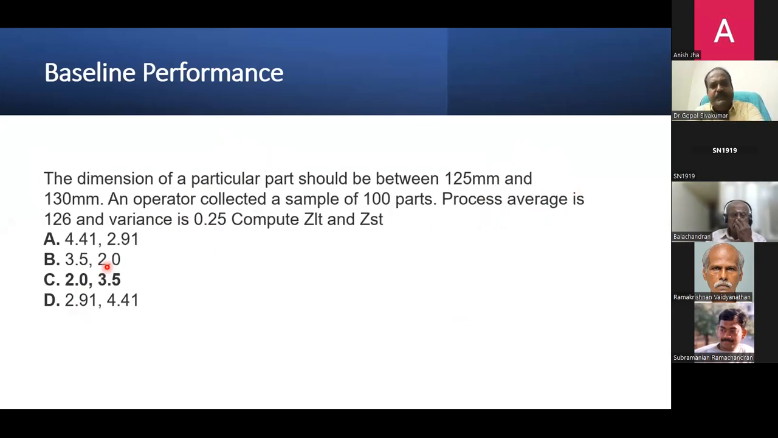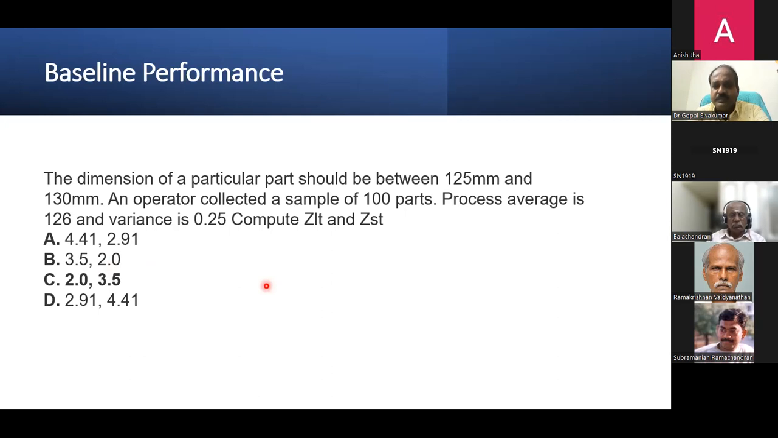Now, the dimension of a particular part should be between 125 and 130 mm. USL, LSL are given. An operator collected a sample of 100 parts. Process average and process variance are given. You need to compute ZLT and ZST. Can you understand the trick here? Process average is 126. Variance is 0.25.